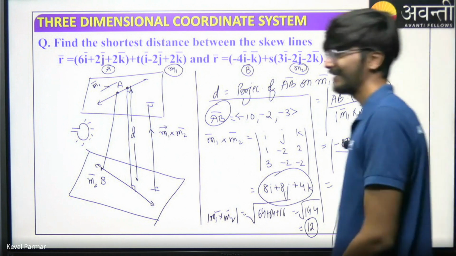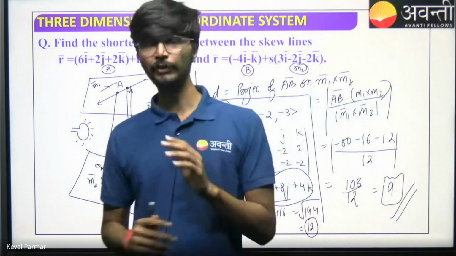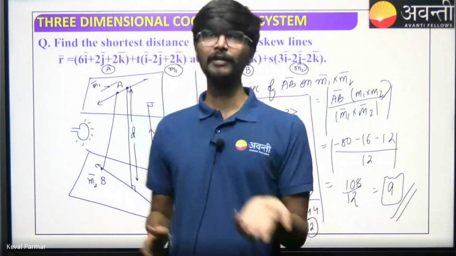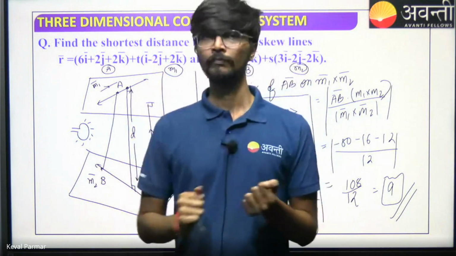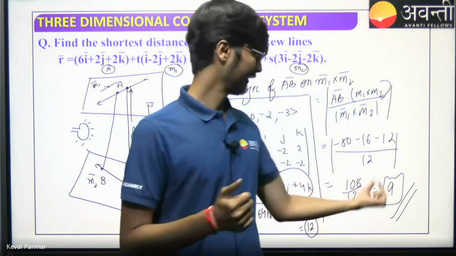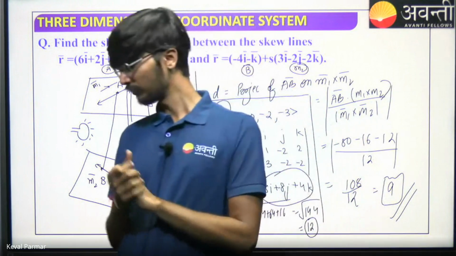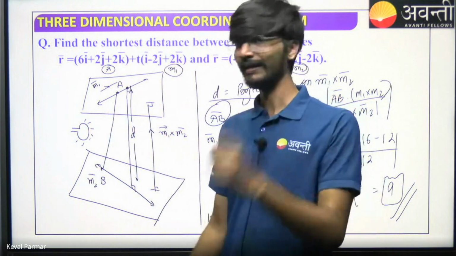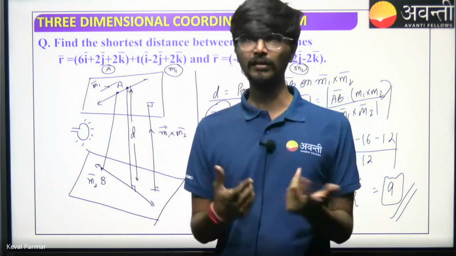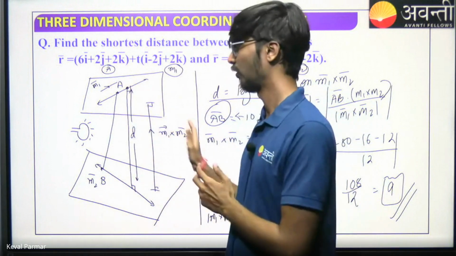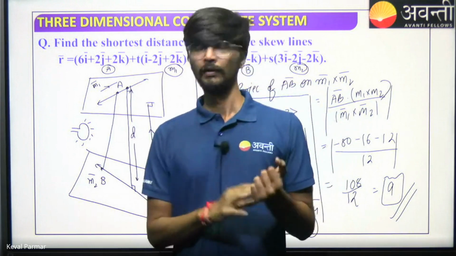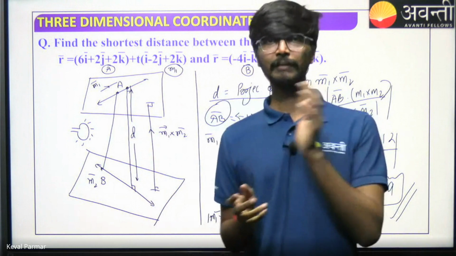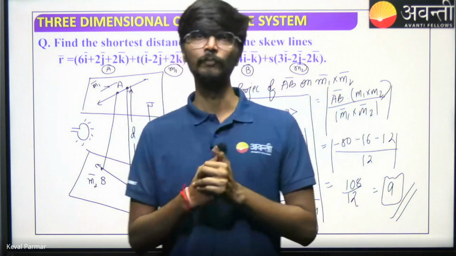So the shortest distance between the skew lines is basically the perpendicular distance between the two lines, which in this case came to 9. Always remember how to find the shortest distance, guys. First, get M1 cross M2. Second, get AB. And third, take the projection of AB on M1 cross M2. Again, first get AB, second get M1 cross M2, third take the projection of AB on M1 cross M2.